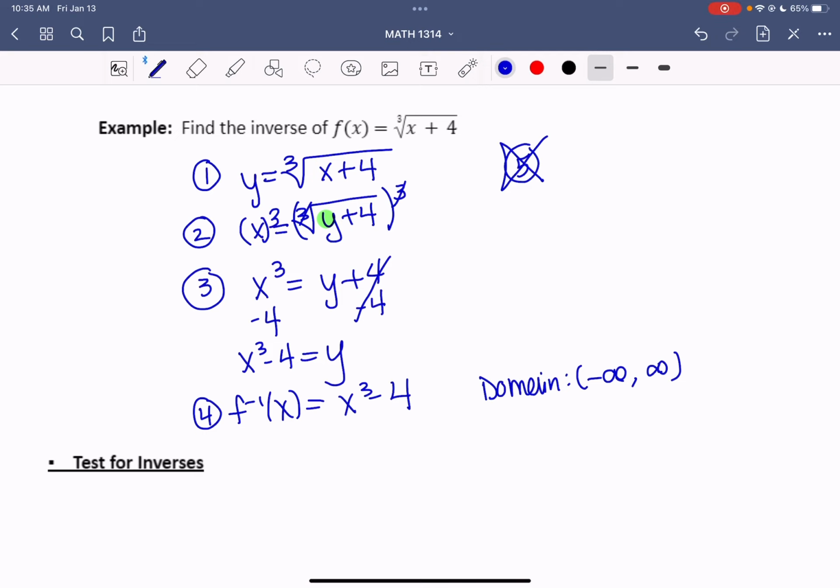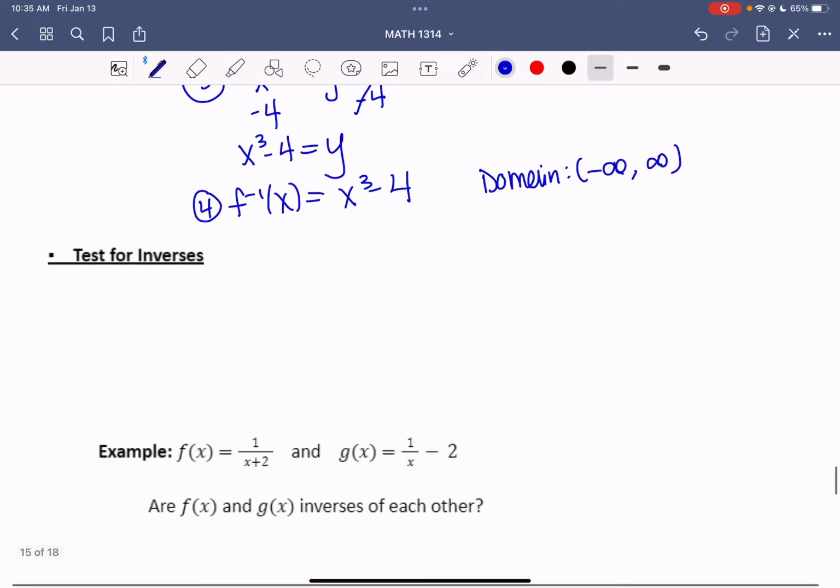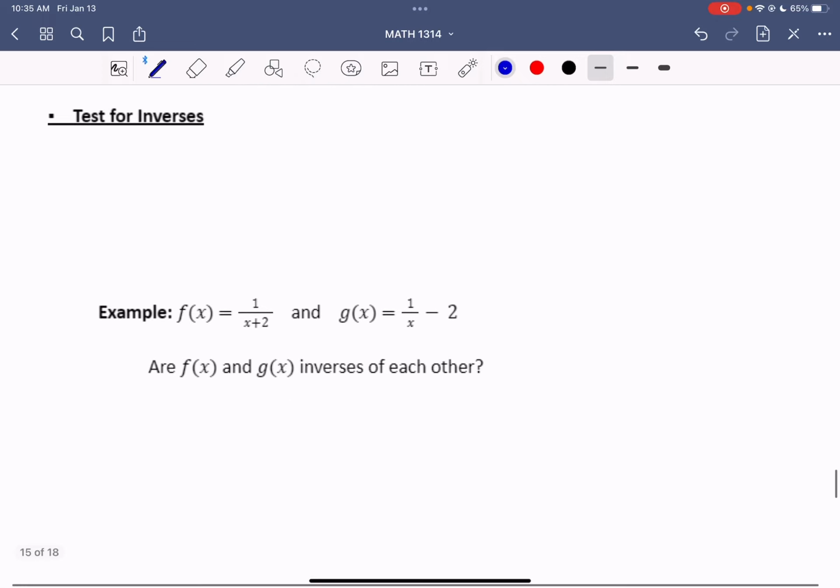The last thing I want to show you on how inverses are kind of paired and go with things is it's going to revert back to what you know about composition. So how do I test if 2 equations are inverses of each other? So here's where we get this statement.